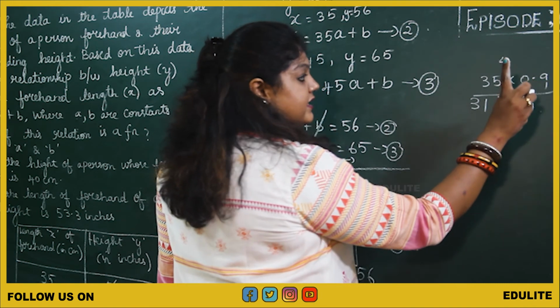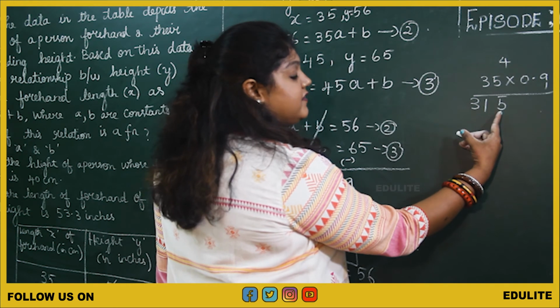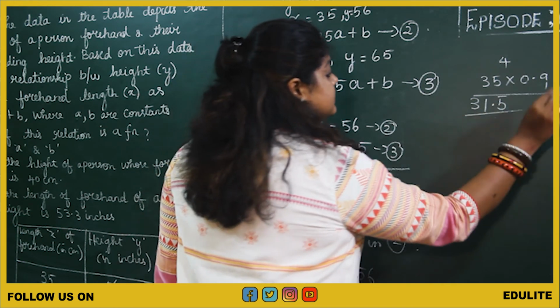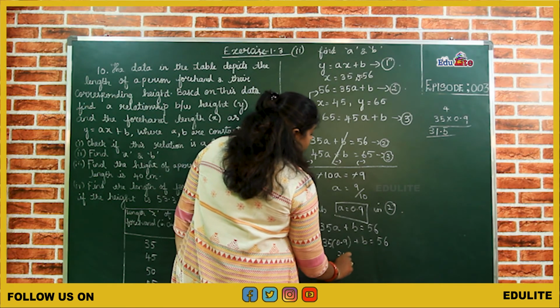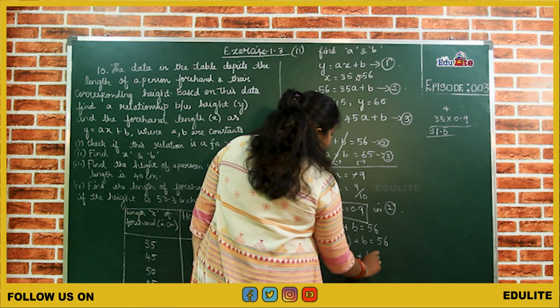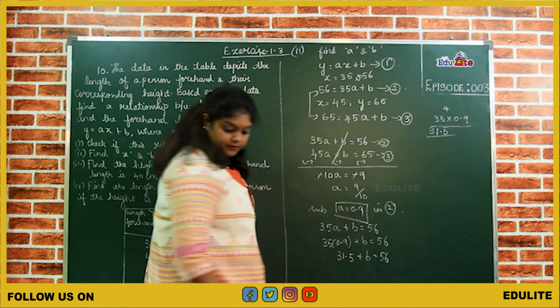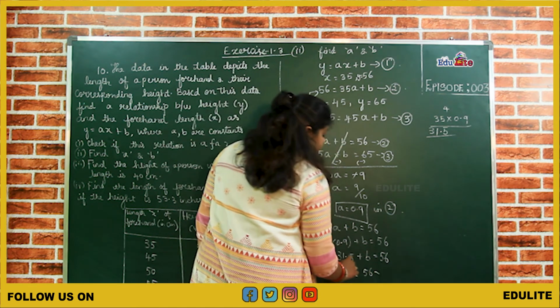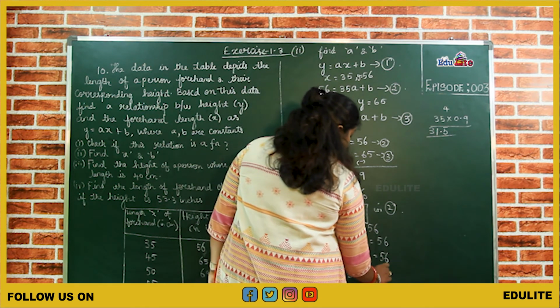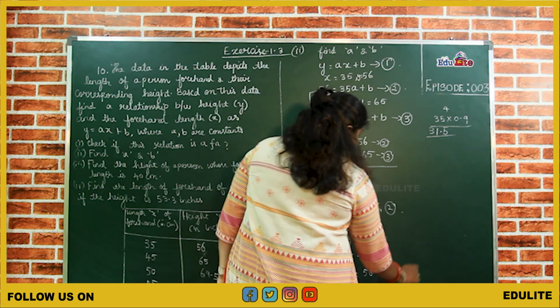After the decimal point, there is only one number. So, after the number, we have to keep the decimal point. So, 35 into 0.9 is 31.5 plus b equals 56. For finding b, b equals 56 minus 31.5. If I take it to the other side, it will become minus 31.5.